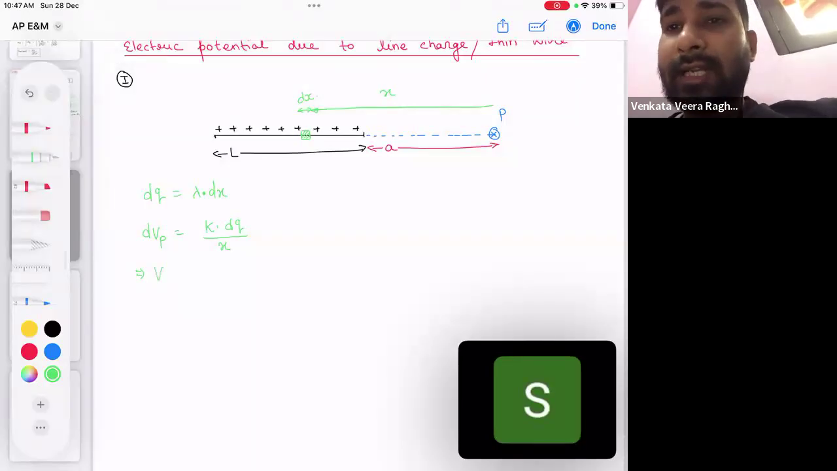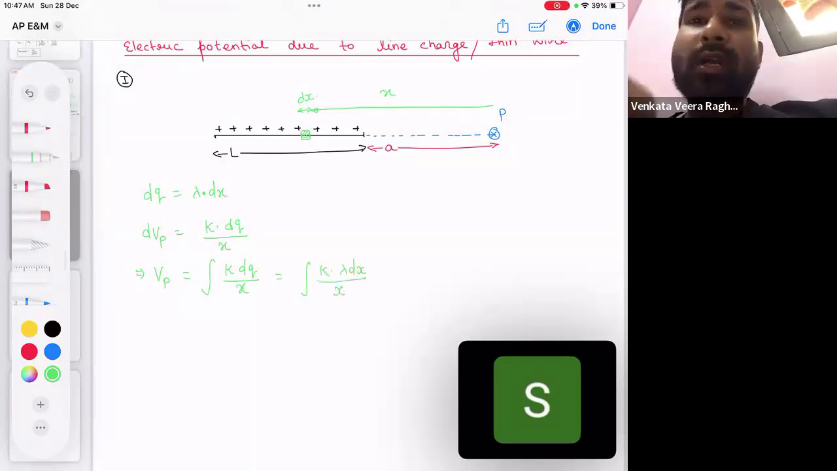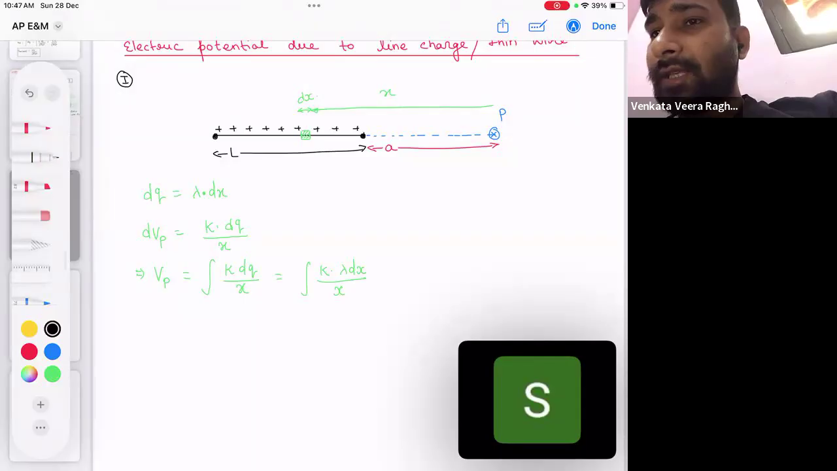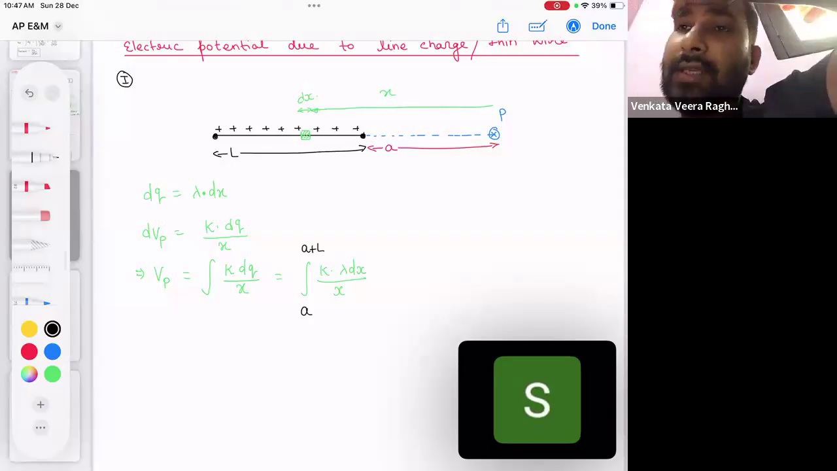So the net potential at point P is the integral of k dq by x. Now check it: K, and dq is lambda dx, divided by x. What will be the limit of x? Can you tell me? The rod starts here and ends here. Will the limit of x be a to a plus l? Please check it.